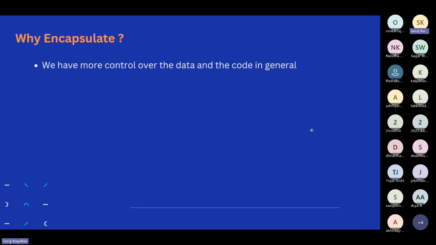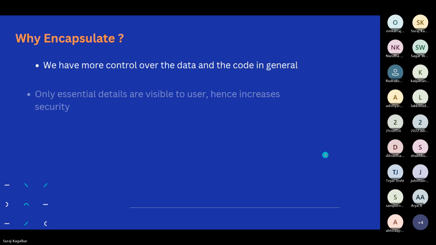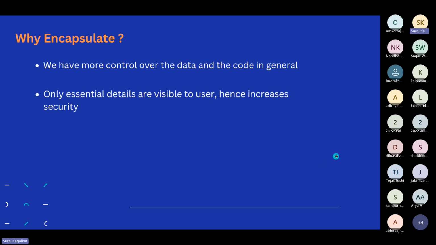Why do you want to encapsulate? We have more control over the code in general because everything related is in a single place. You can see what is happening without having to go through multiple files or multiple lines of code at once. Only essential details are visible to the user, and hence security is increased. This is more of an abstraction, but abstraction and encapsulation are related in some way, so we'll use it here as well.